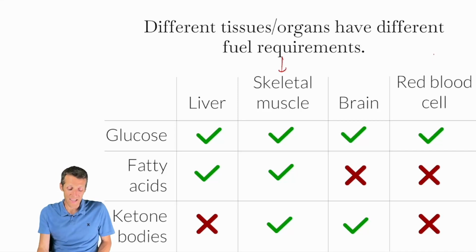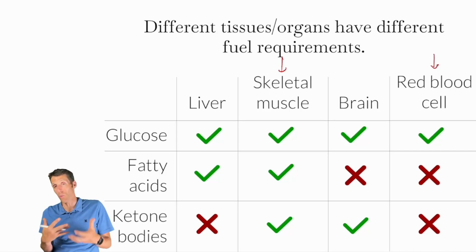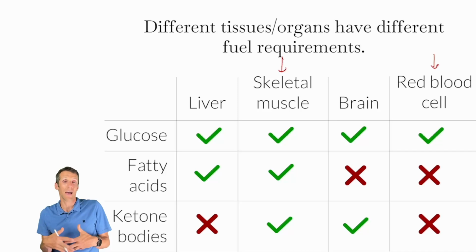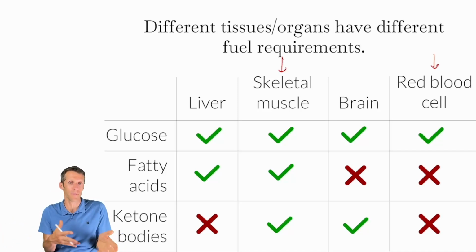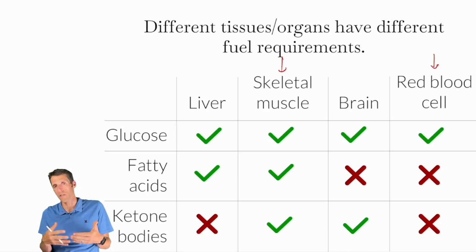Whereas red blood cells care a lot. They can actually only live on glucose. And the reason for this is actually red blood cells don't have mitochondria. So they can't do any of the oxidative phosphorylation sorts of things. All they can do is glycolysis and lactic acid fermentation. So they absolutely have to have glucose as their fuel source. They can't use anything else.